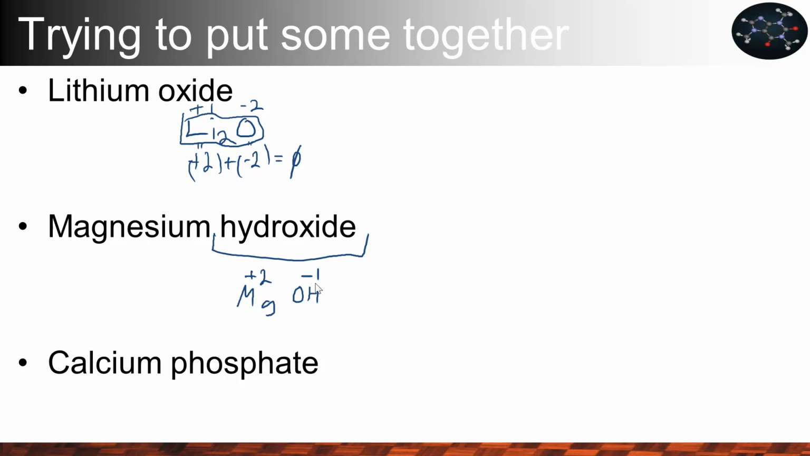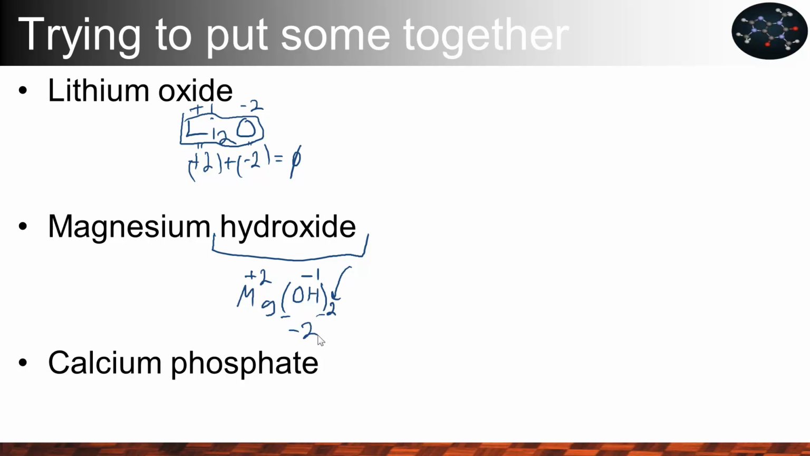Now when we have -1 and we need 2 of them, we need 2 of the whole unit, the whole hydroxide. So we literally put parentheses around the whole hydroxide, and then we put a 2 on the outside subscript of the parentheses to say there's 2 hydroxides. That's saying 2 of this whole unit. So now 2 oxygens and 2 hydrogens, and each of the oxygens and hydrogens are bonded together as a unit.